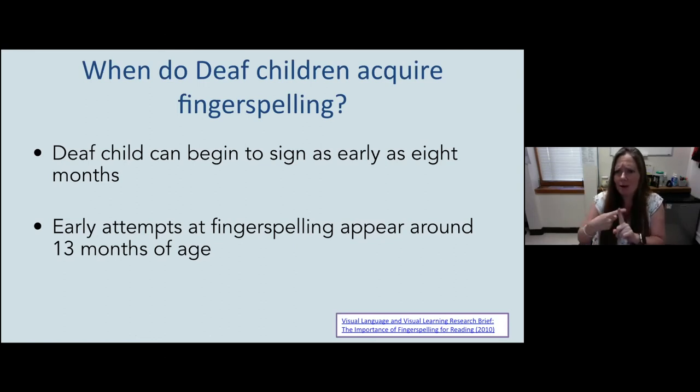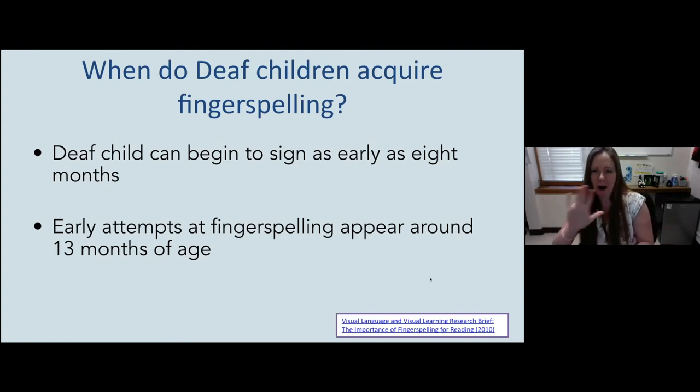So a common question that we get often is, when can deaf children pick up finger spelling? When do they start that? As soon as a deaf baby is born, they can start taking in signing almost right away. The day that they open their eyes and can see, they can't really express that until they're about 8 months old. And finger spelling starts by about 1 year old.